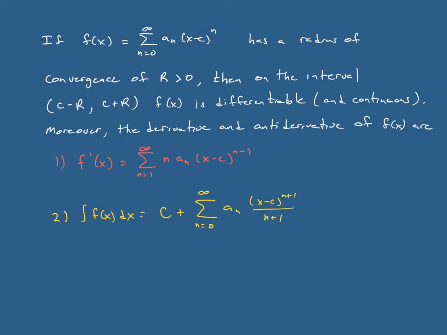Okay? Now, it seems a little scary. I know when I first heard this, I was a little nervous about it too. But remember, all you're doing is the power rule. This is, in essence, a polynomial. And so when I go through and take the derivative, I'm using the power rule. So I take the derivative of this. It's going to be the sum as n goes from 1 to infinity of n times a sub n times x minus c to the n minus 1 power. Okay?